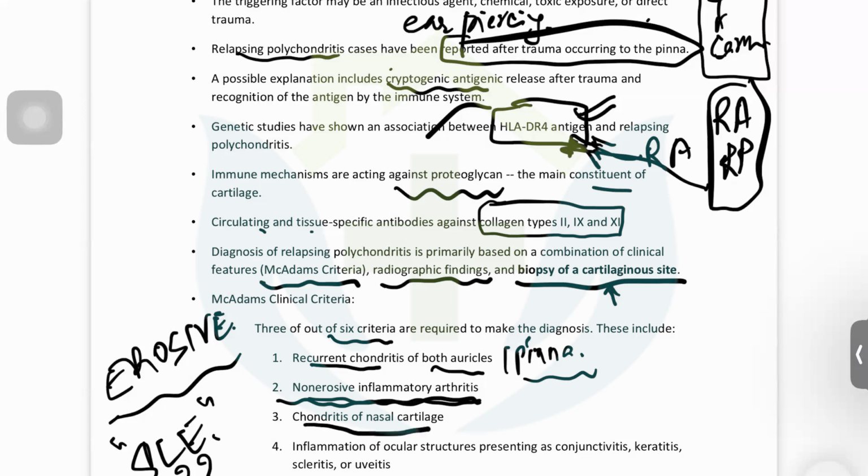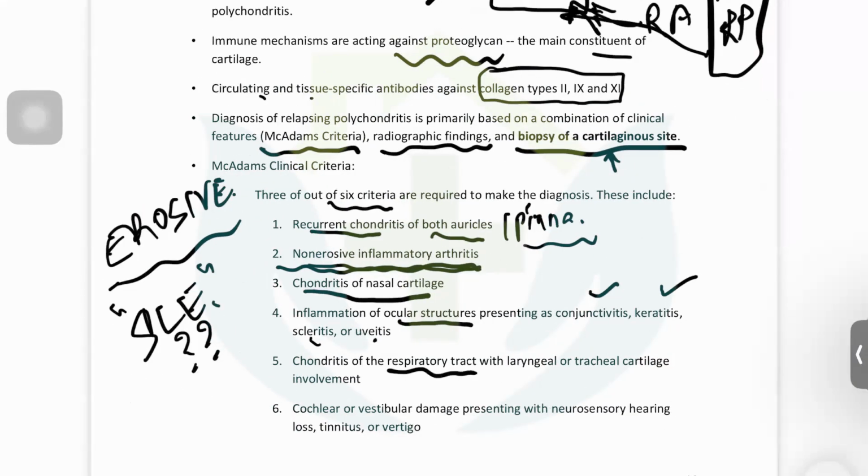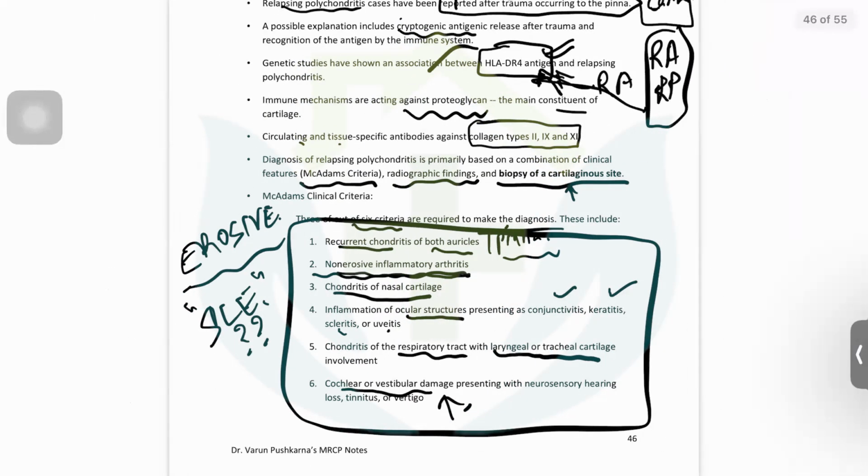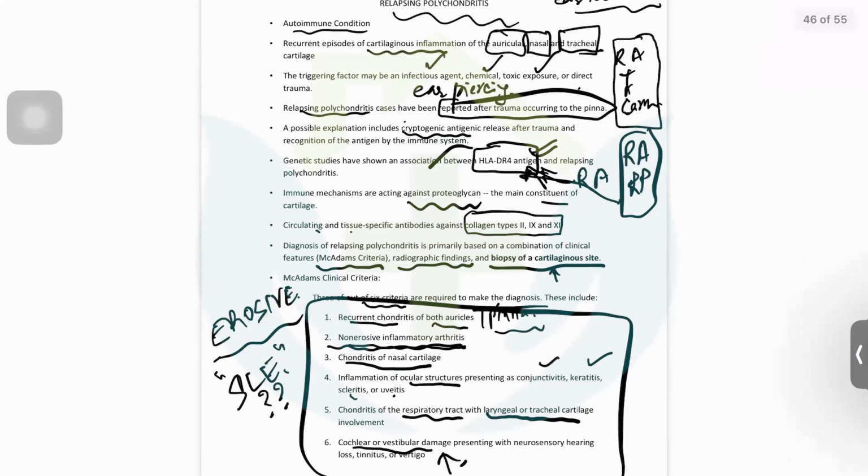Then chondritis of the nasal cartilage, and wherever other cartilages are present, like eyes, as conjunctivitis, keratitis, scleritis, uveitis. Then the respiratory tract with involvement of laryngeal or tracheal cartilage, and then of course hearing problems occur when the cochlear or vestibular cartilages get involved. Out of these 6, any 3 if they are present, characterize as positive clinical criteria for relapsing polychondritis. It doesn't stop there. You need a biopsy and radiographic findings.